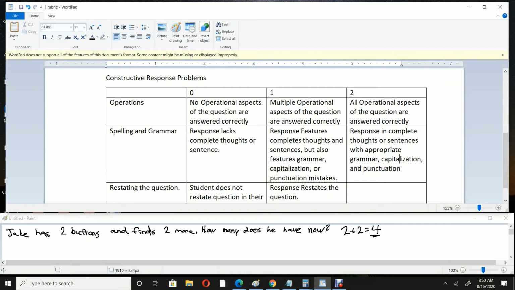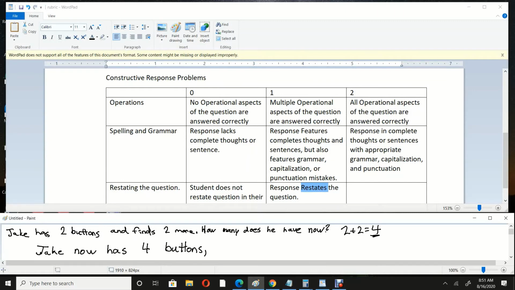Okay, so look, also, we want to restate the question now. I wanted to throw this at you because a response restates the question. So what is the question? How many buttons does Jake have now? So to restate the question, I would want to say, Jake now has 4 buttons.